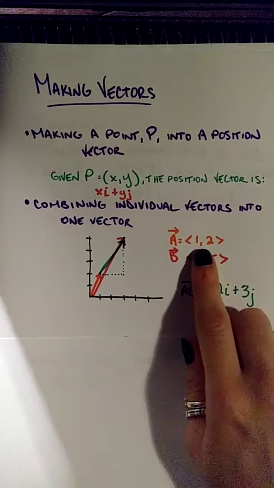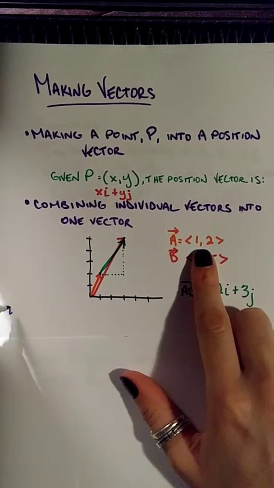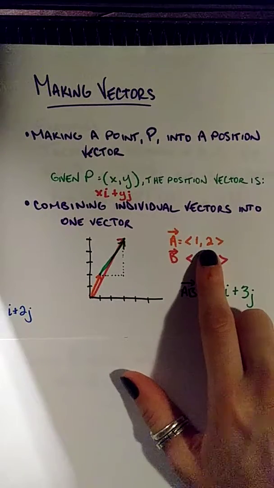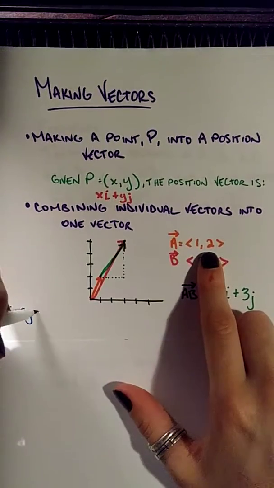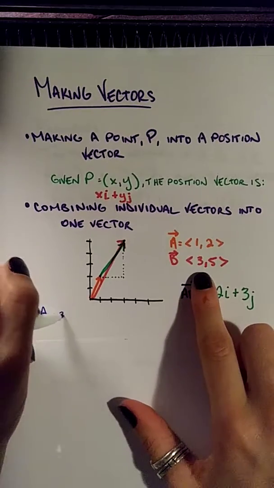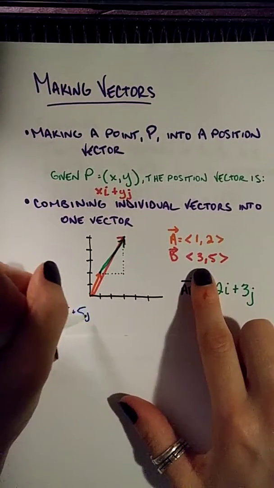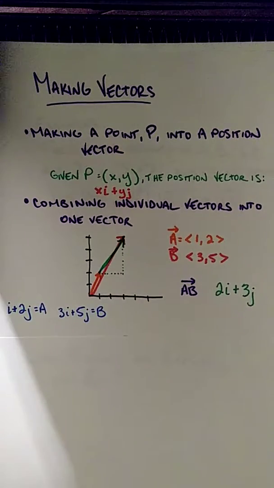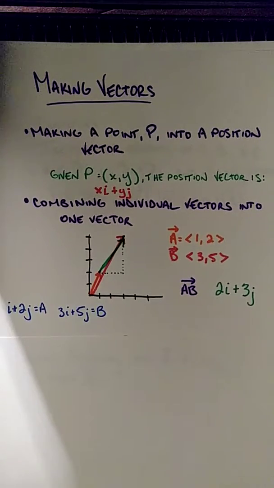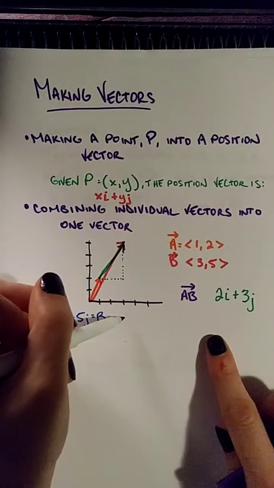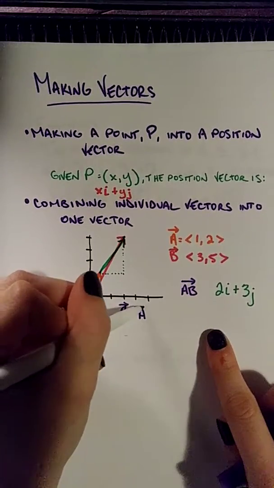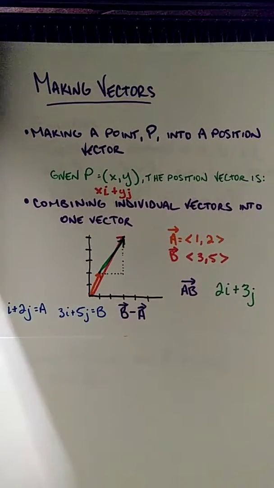So vector A is 1i plus 2j. I'm moving one space in the x direction, 2 in the y direction, and that's vector A. Vector B is 3i and 5j. That's vector B. I've moved 3 spaces in the x direction and 5 spaces in the y direction. If I want to find how far it is between them, all I have to do is take the values from vector B and subtract the values from vector A. And it'll give me the difference that I'm looking for.